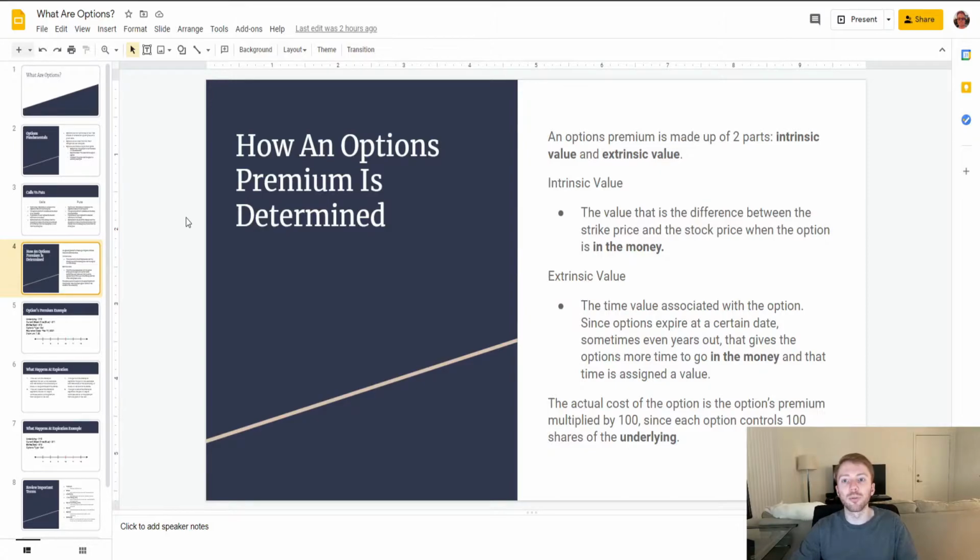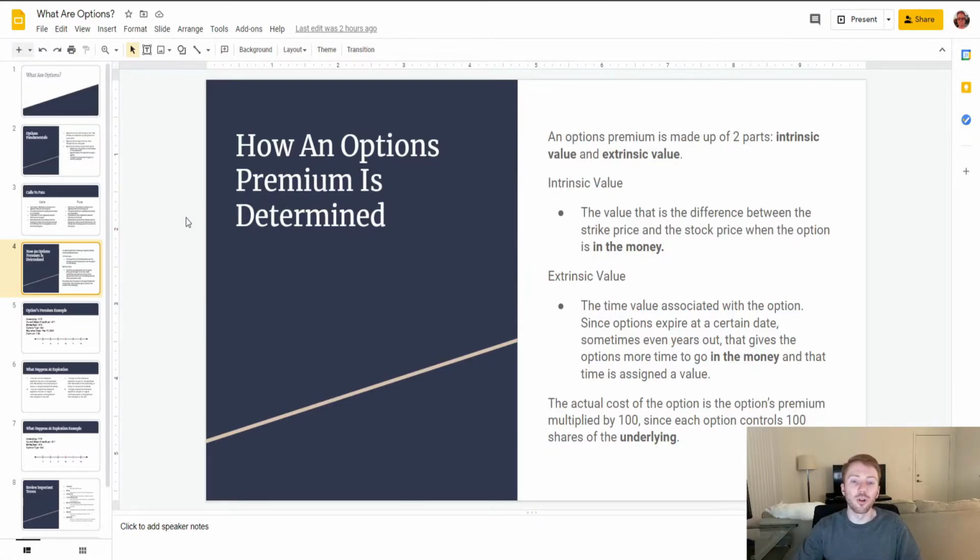An option's premium is determined by two different parts: the intrinsic value and the extrinsic value. If the option is in the money, the intrinsic value is going to be the difference between the strike price and the price the stock is currently trading at. The extrinsic value is the time value associated with the option. Since options expire, sometimes even years out, that gives the option more time to go in the money, and that time is actually assigned a value.